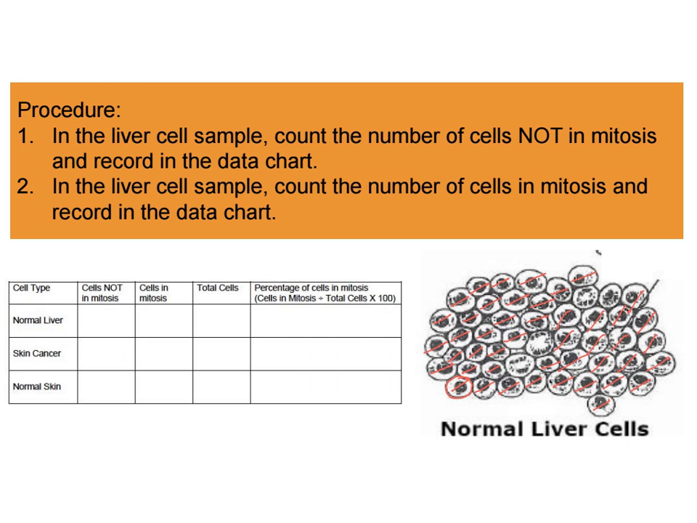So how many did you get? I got 46. So I'm going to record 46 where it says cells not in mitosis. Now it says in the liver cell sample, count the number of cells in mitosis and record in the data chart. That would be this cell, this cell, this cell, and this cell. So I have 4 cells that are in mitosis.